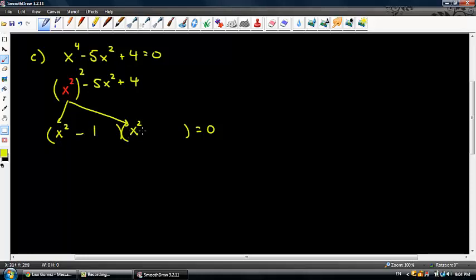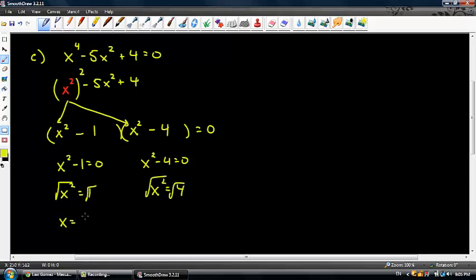It's going to be minus 1 and minus 4, just like it always has been. This is x squared minus 1 equals 0, x squared minus 4 equals 0. And I've got x squared equals 1 and x squared equals 4. I'm going to take the square roots of both sides. So I get x equals plus or minus 1 for the left and x equals plus or minus 2 for the right.